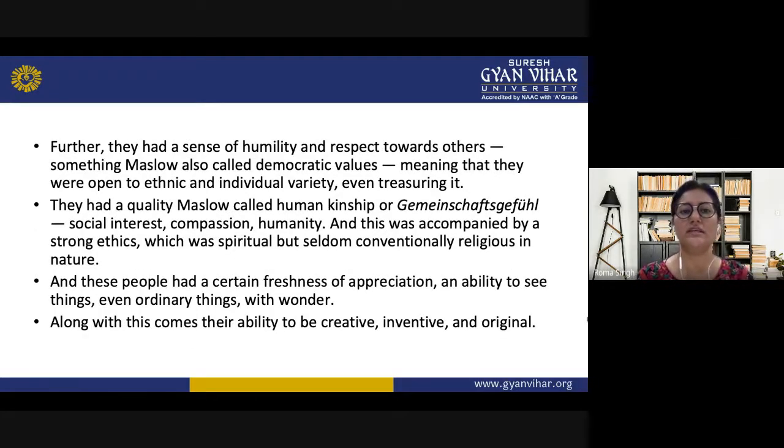Further, they had a sense of humility because they have reached a certain level and they have respect towards others. Maslow also called this democratic values, meaning that they were open to ethnic and individual variety, even treasuring it. So they had a quality Maslow called human kinship, or there's a certain word given in the German language: social interest, compassion, humanity. And this was accompanied by a strong ethics which was spiritual but seldom conventionally religious in nature.